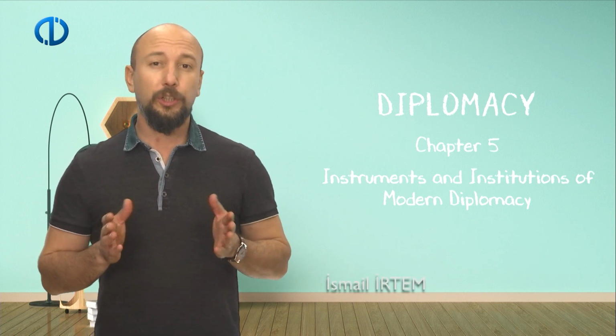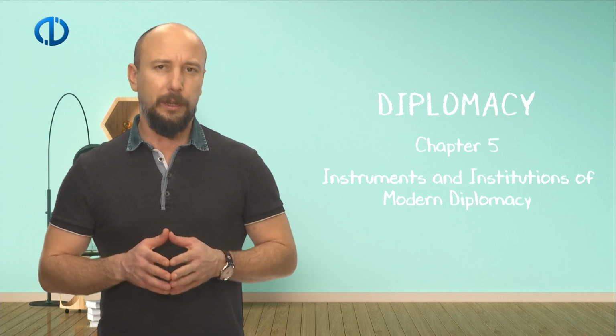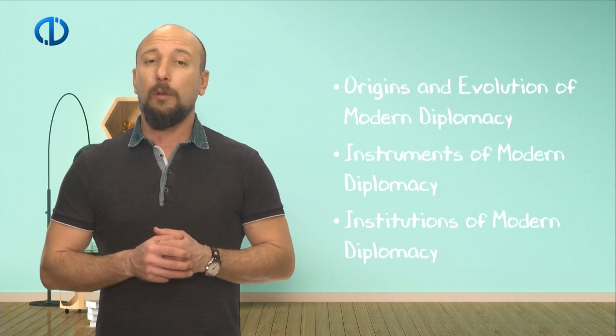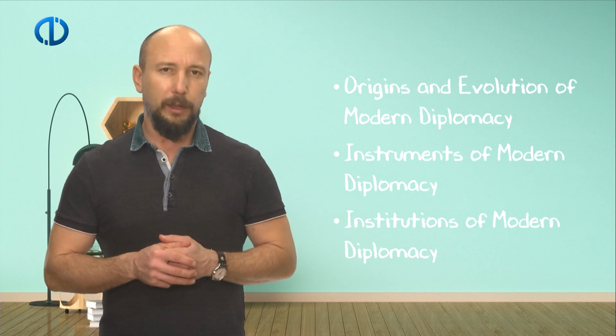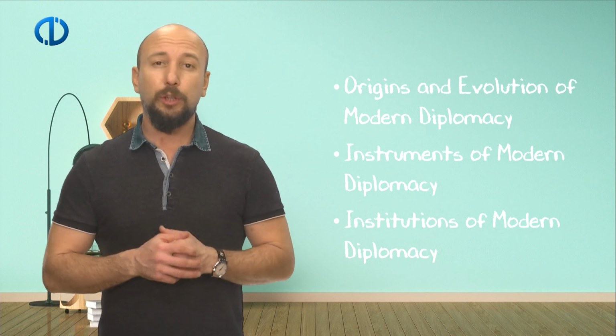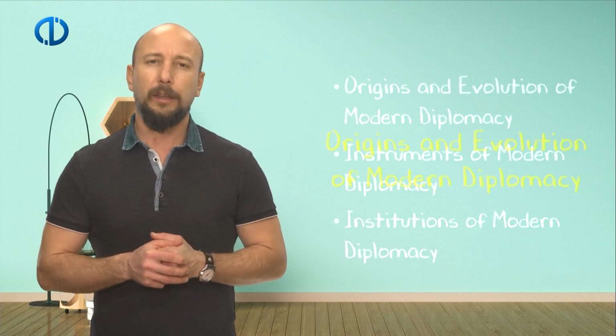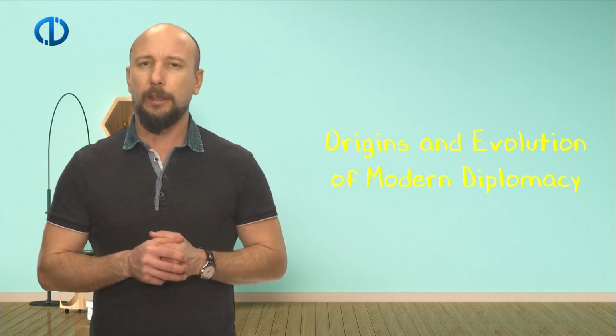We will continue with Chapter 5, Instruments and Institutions of Modern Diplomacy. In this chapter, we will firstly talk about origins and evolution of modern diplomacy, then instruments of modern diplomacy, and lastly, institutions of modern diplomacy. Let's start with origins and evolution of modern diplomacy.